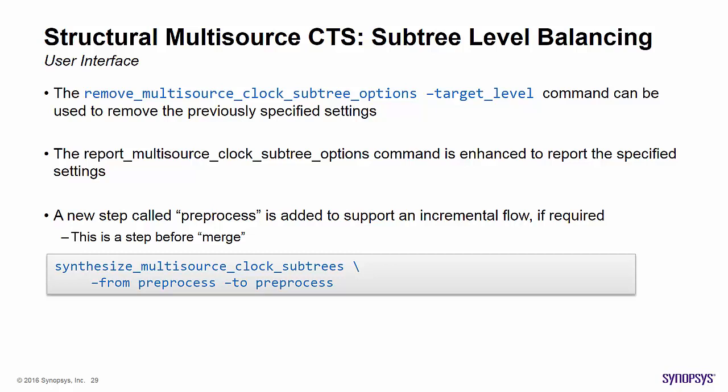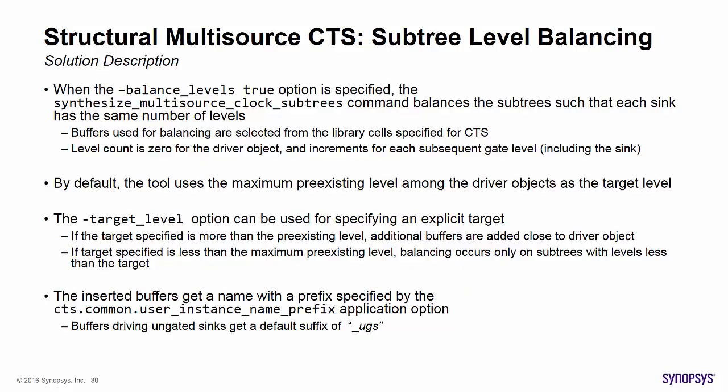The remove_multi_source_clock_subtree_options -target_level command can be used to remove the previously specified settings. The report_multi_source_clock_subtree_options command has been enhanced to report the specified settings. A new step called pre-process has been added to support an incremental flow if required. This is a step before merge.